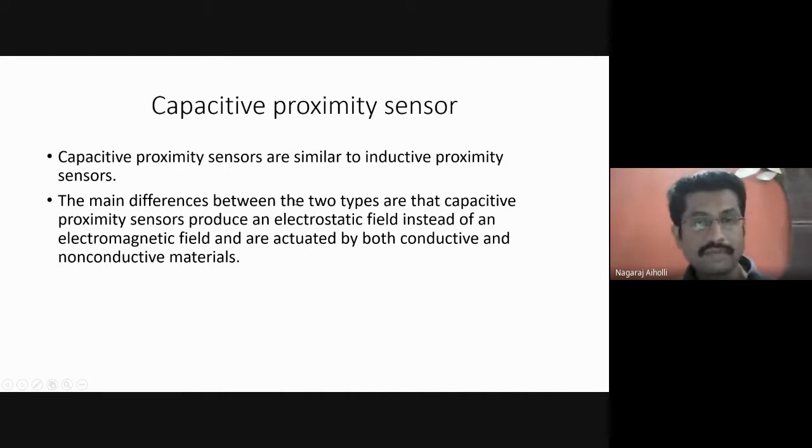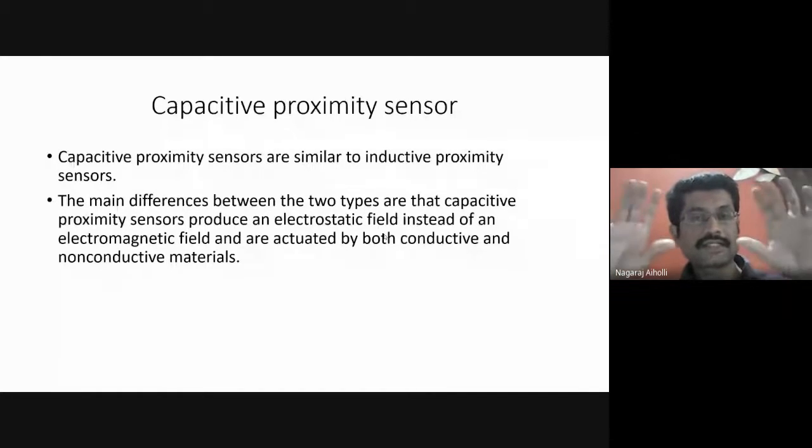The main difference between the two types is that capacitive proximity sensors produce an electrostatic field. That means charges are static in nature. We know what a capacitor is, right? A capacitor is the one which stores energy. As you have studied in your PU level, there are two plates of a capacitor. If you connect a DC battery to the capacitor plates, one plate to the positive of the battery and another plate to the negative, then the charges will get deposited on the capacitor plates. One plate will have a positive charge, another plate a negative charge.